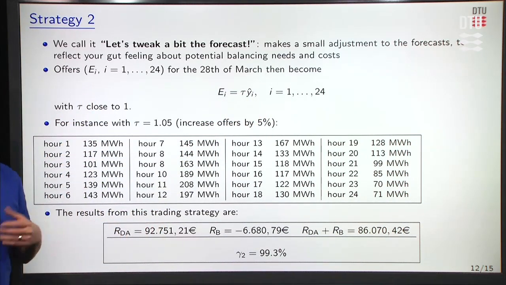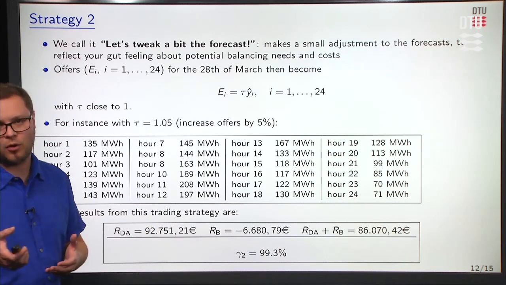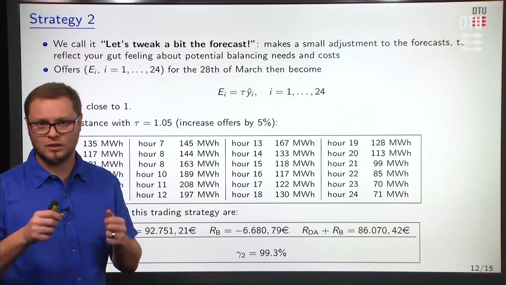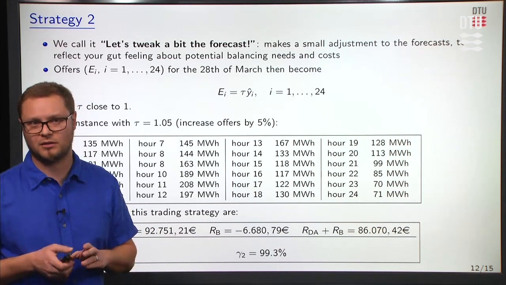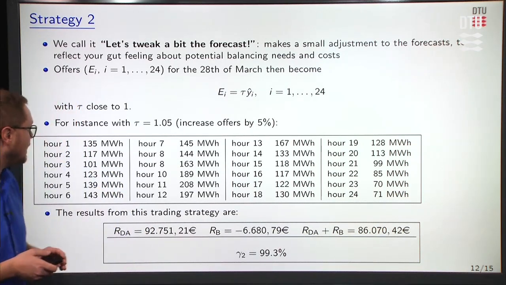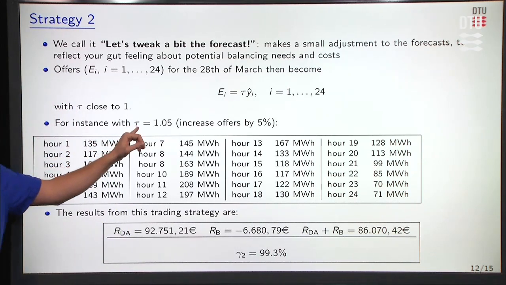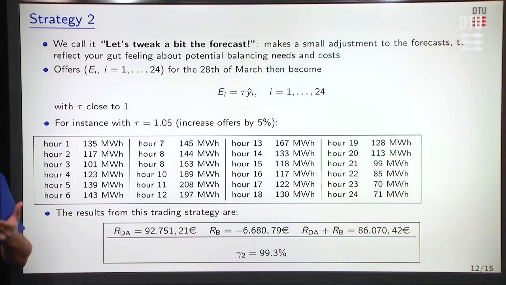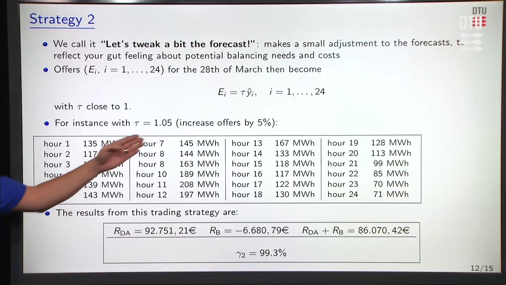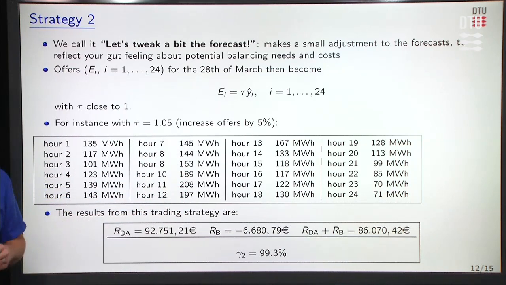Tau will most likely be close to 1, as you expect the forecast to not be completely wrong, but you would like to change a bit your offer based on your forecast. In the present case, we're going to, for instance, use tau equal 1.05, so we increase all our offers by 5%. If you look at the various volume offers, they change a little bit from the previous case, and we may use that for calculation of the day-ahead market revenue by multiplying these various values with the corresponding clearing prices.